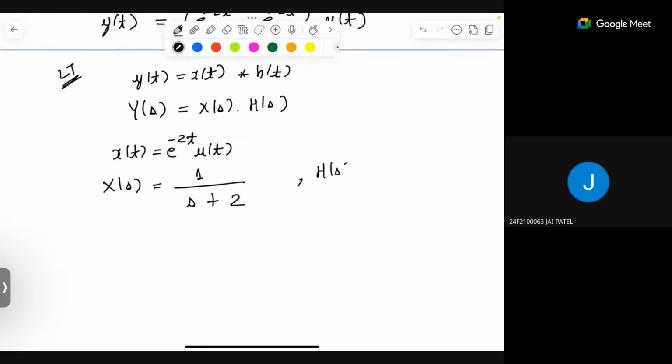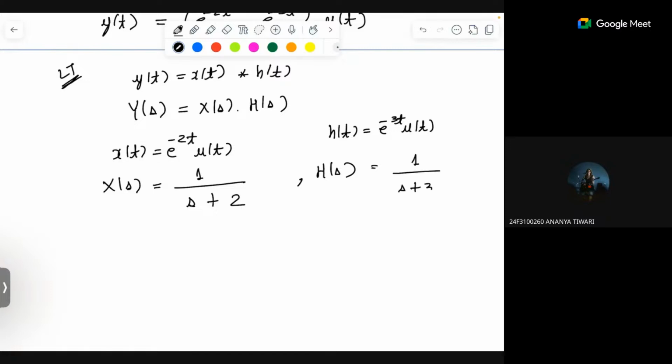Similarly, I will have H(s). h(t) is e raised to the power of minus 3t u(t). Tell me the Laplace transform of this. 1 by s plus 3. Yes, 1 by s plus 3, similar to the first one.